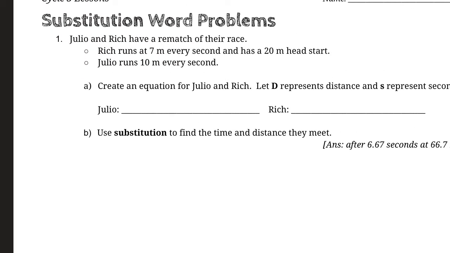Julio and Rich have a rematch of their race. Rich runs 7 meters every second and has a 20-meter head start, and Julio runs 10 meters every second. So he's not getting any head start, right? He's starting from the starting line. And Rich, who's a little bit slower, gets a little bit of a head start.